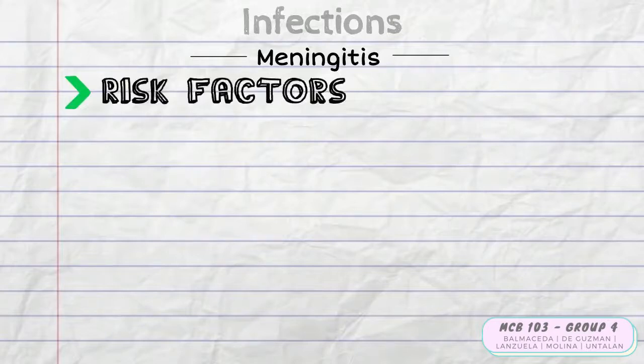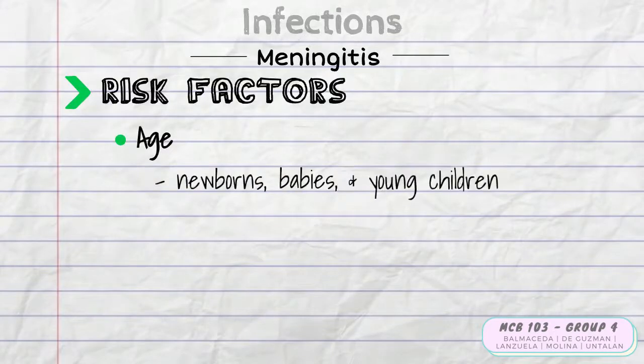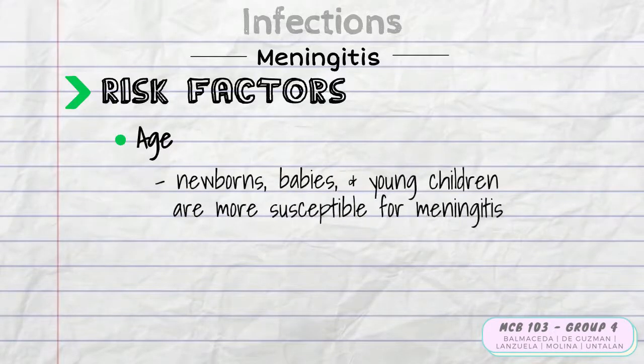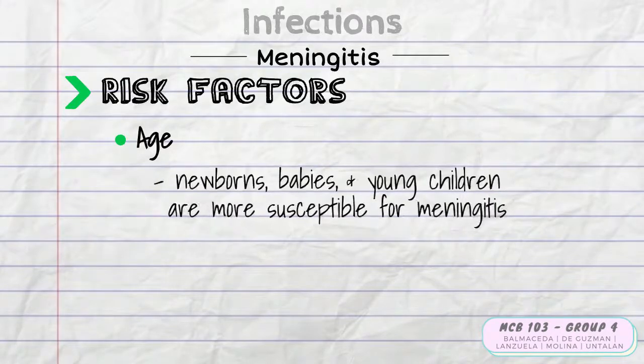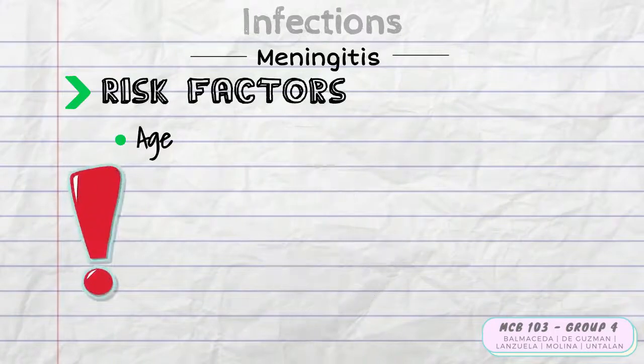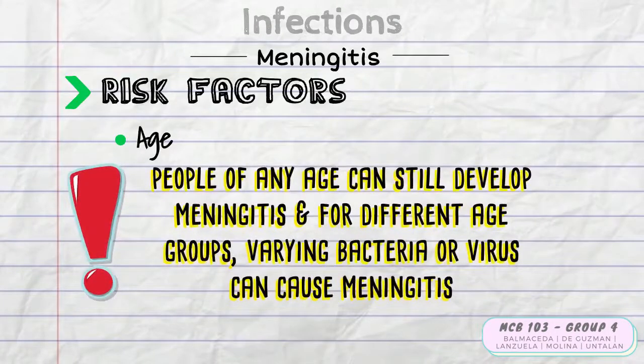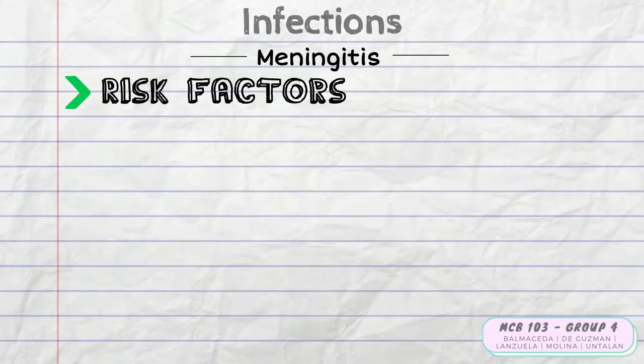Some are the following. First, age. Age is a crucial risk factor because newborns, babies, and young children are more susceptible to meningitis, specifically bacterial meningitis. But it is important to take note that people of any age can still develop meningitis, and for different age groups, varying bacteria or viruses can cause meningitis.